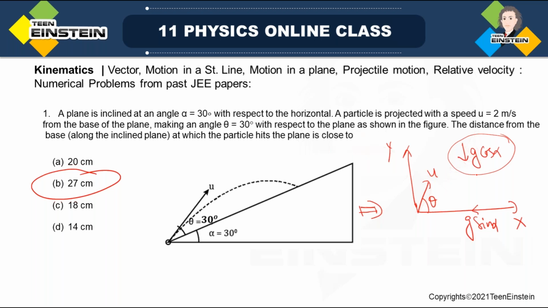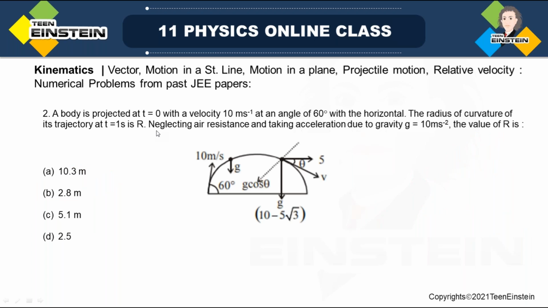Okay, so now we'll move on to the next question. So this is also a very important problem. This is also related to projectile motion only. So a body is projected at t is equal to 0 with the velocity 10 meter per second.